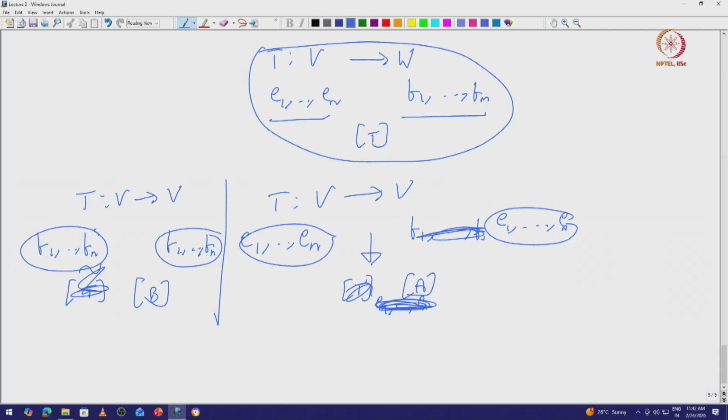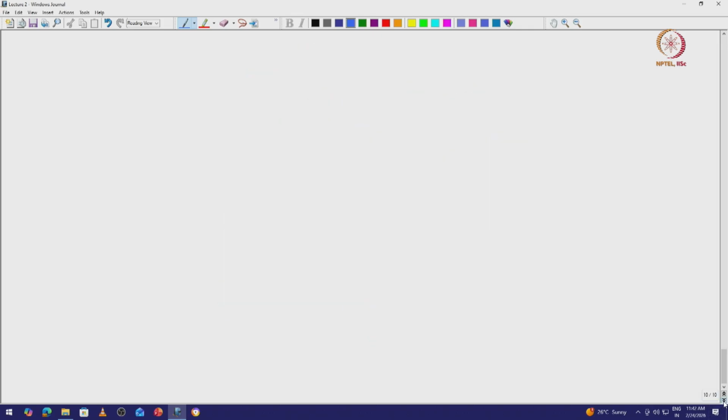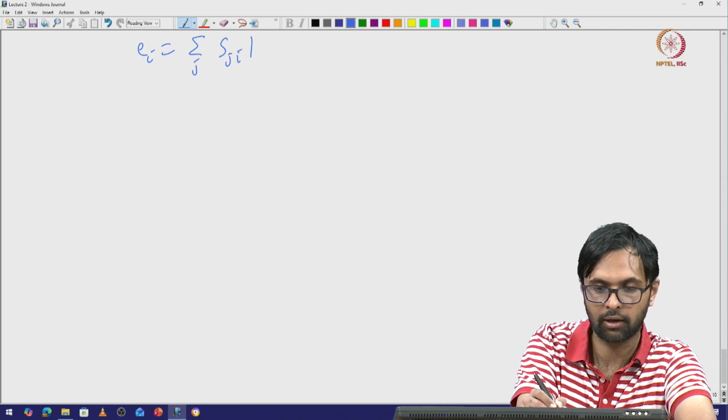These E's themselves, E_i is a linear combination of F_j's. So in other words, E_i is some linear combination S_ji times F_j, for scalars S_ji. Now we need this information. So once again, E_i is the sum over j of S_ji F_j.